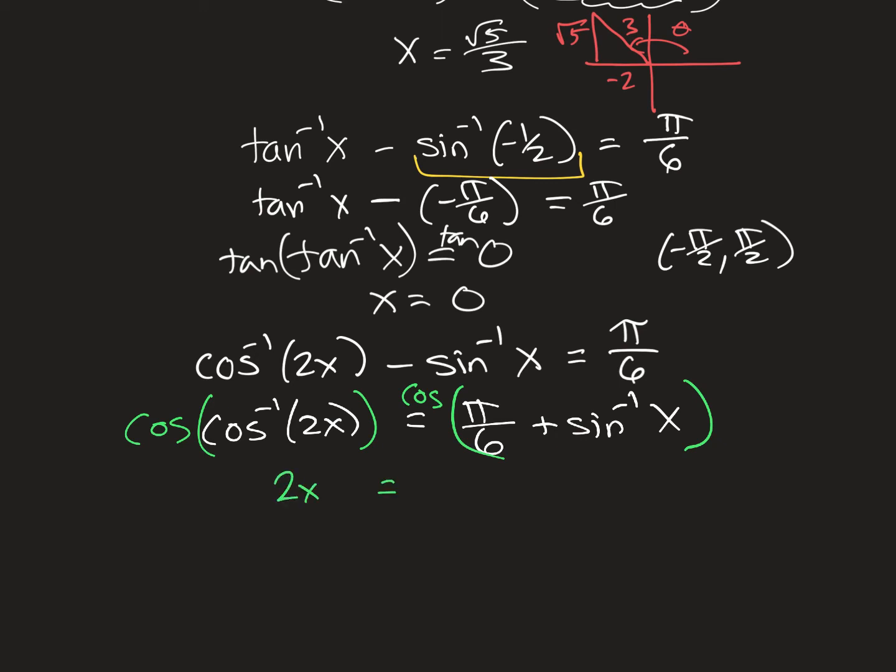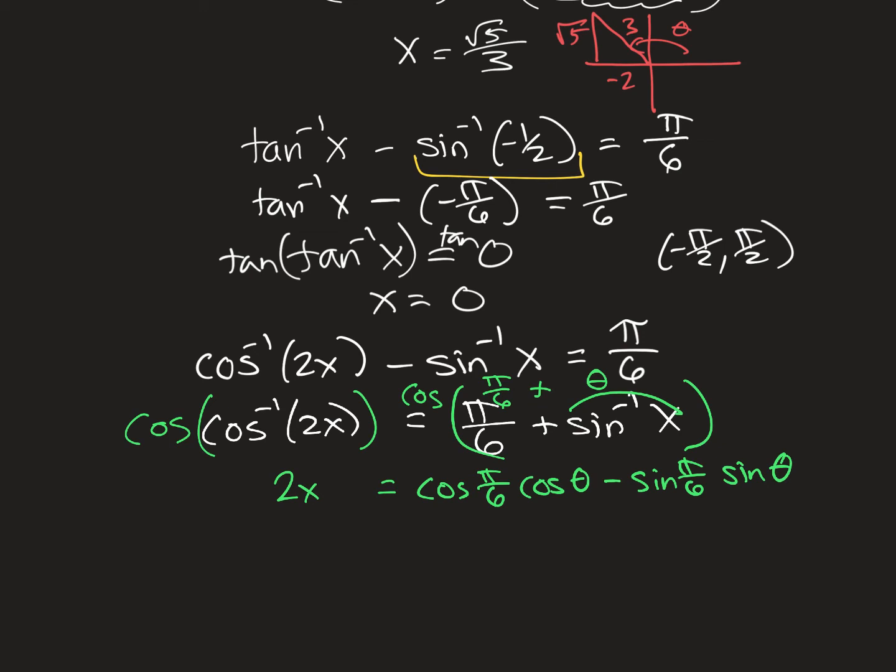So on the right, what have I got here? I have cosine of some angle, pi over 6, plus some other angle here, which I don't know what it is. I'm just going to call it theta. Well, remember, we can't distribute cosine across addition. We have an identity for that. So let's put in what that identity is. That identity is cosine pi over 6, cosine, I'm going to just call inverse sine of x theta for now. So cosine pi over 6, cosine theta, minus sine pi over 6, sine theta.